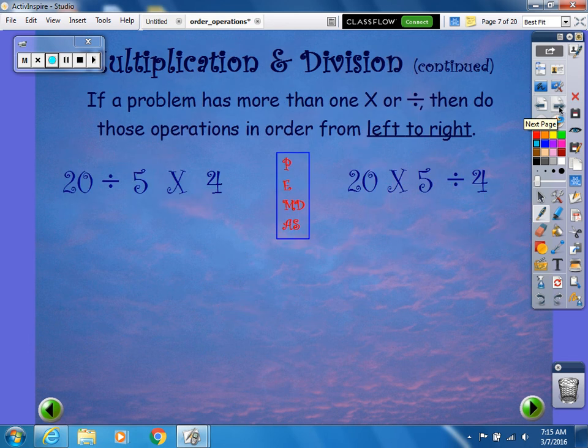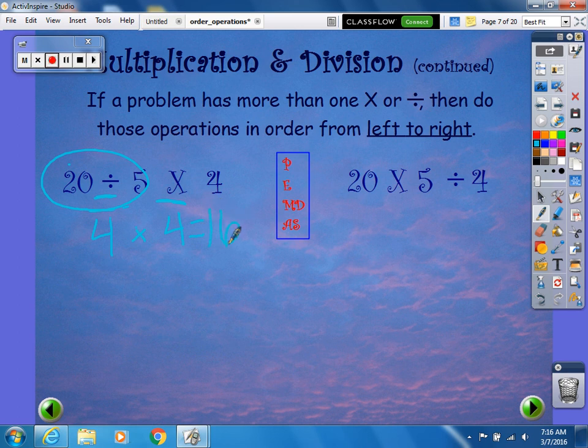All right, so now we have some multiplication and division. If a problem has both multiplying and division, then do these operations in order from left to right. Are both of these symbols division and multiplying? Yes, that means we just start and go from left to right. So we're going to do 20 divided by 5 first, which is 4. Then we have 4, rewrote my multiplication symbol, times 4, and we get 16.